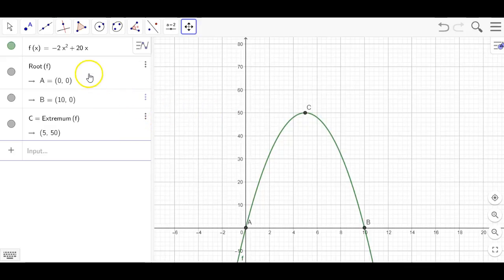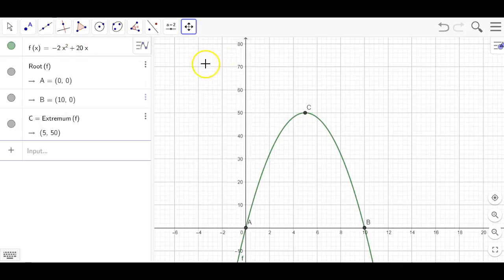Okay? My zeros. How am I going to find my zeros? By factoring out that negative 2. Negative 2 and then x could be factored out, and I would end up with x plus 10. Well, let's start by factoring out the negative 2. Let's do this real quick.